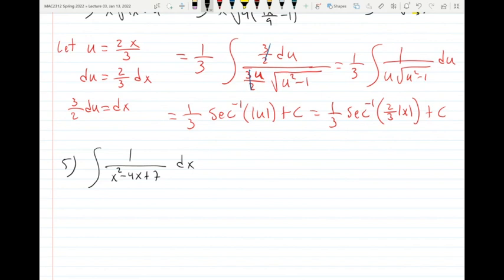Okay, how about something like this? By the way, later on, we have a section that specializes on rational functions, how to integrate rational functions completely. Okay? This is a very special case, this one right here. So what can we do here?